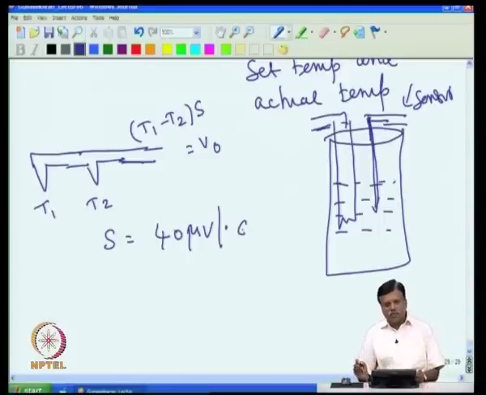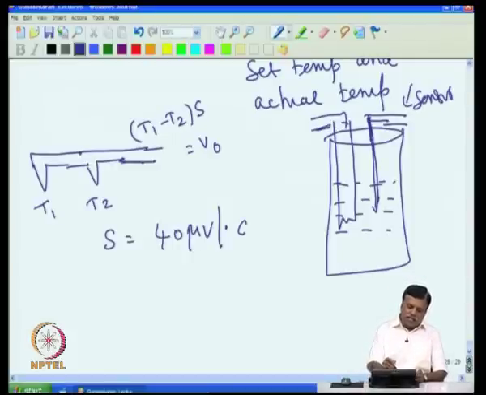Some of them have 10 microvolt, some have 59 microvolt, but we take an average value, which is around 40 microvolt per degree C. Most thermocouples give 40 microvolt. For example, a chromel element thermocouple gives you 40 microvolt, because a thermocouple basically means two different metals form a junction, and the difference between the two junctions gives you the output voltage.